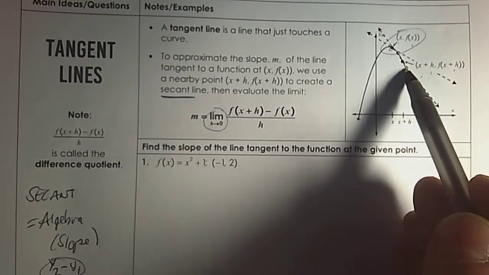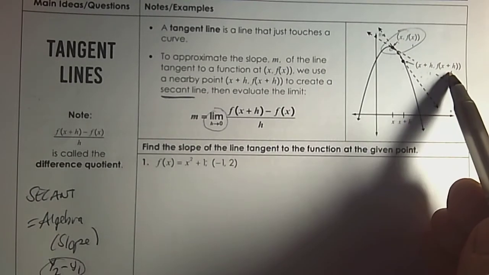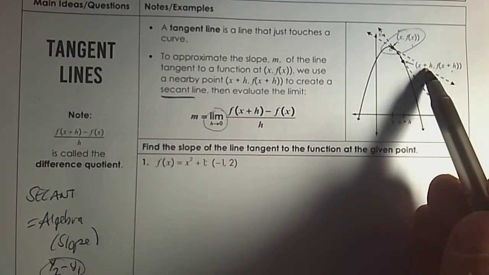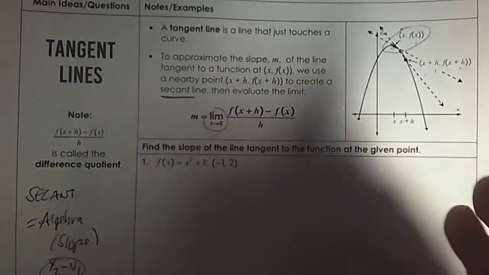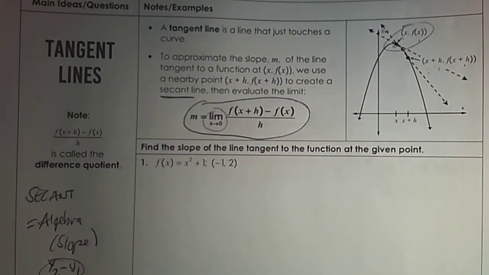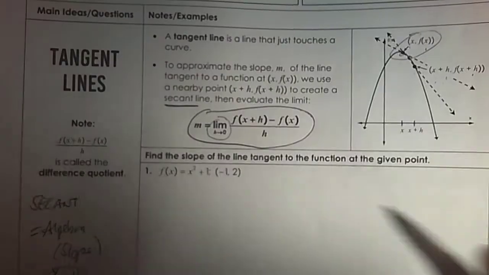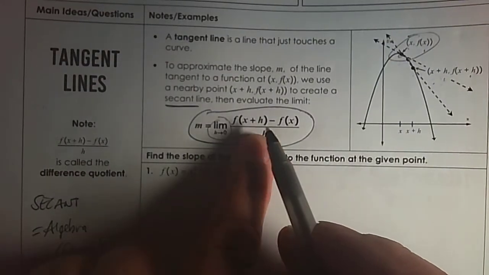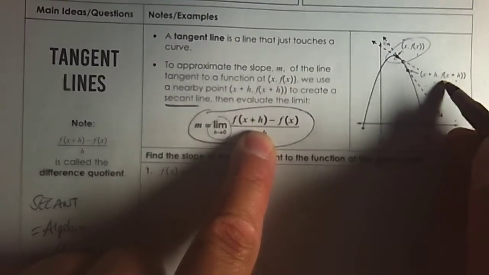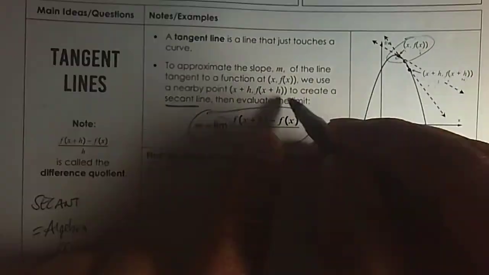We're finding the slope of the tangent line by starting with the secant line, and we're going to get closer and closer and closer to 1 point. So think of this. This is like a little formula we're going to use. That is y2 minus y1 over x2 minus x1. So what's the y coordinate? It's f at x plus h. What's the other y coordinate? F at x. See, y2 minus y1.